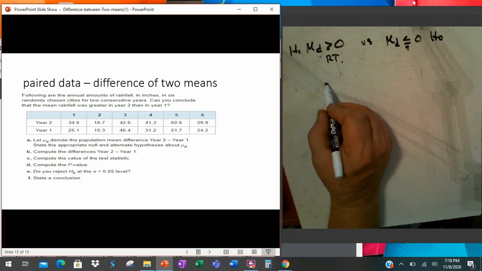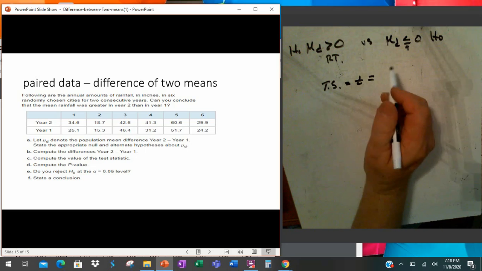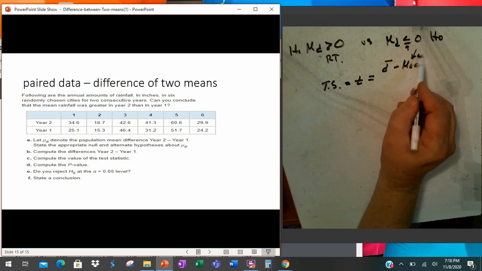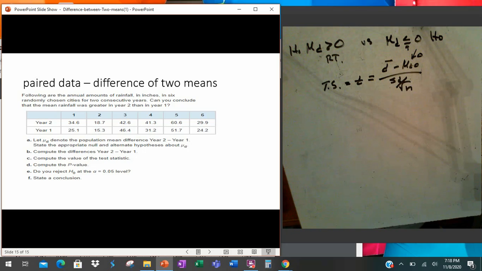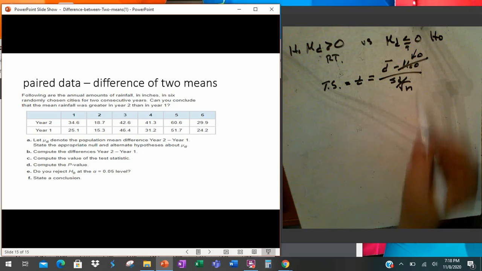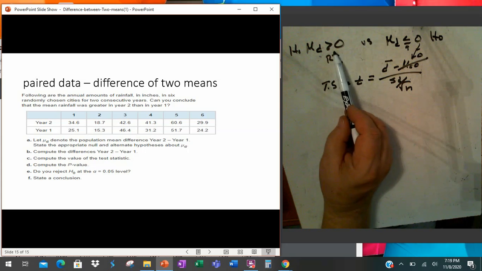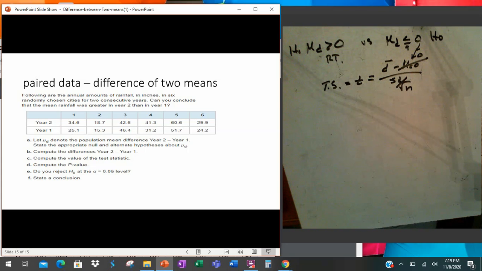What is our test statistic value? That would be t equals d bar minus mu d 0, whatever that thing was, and this thing is just 0 here, over s sub d over the square root of n. So this kind of goes away. We don't have to worry about that. Again, there's the 0 that we're talking about. We could claim that the mean difference was greater than 3 inches, and then this would be 3, and we would work that through. Okay.